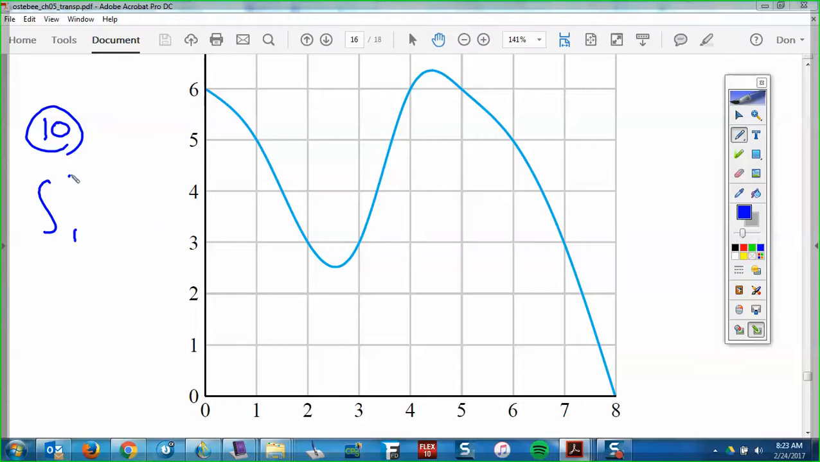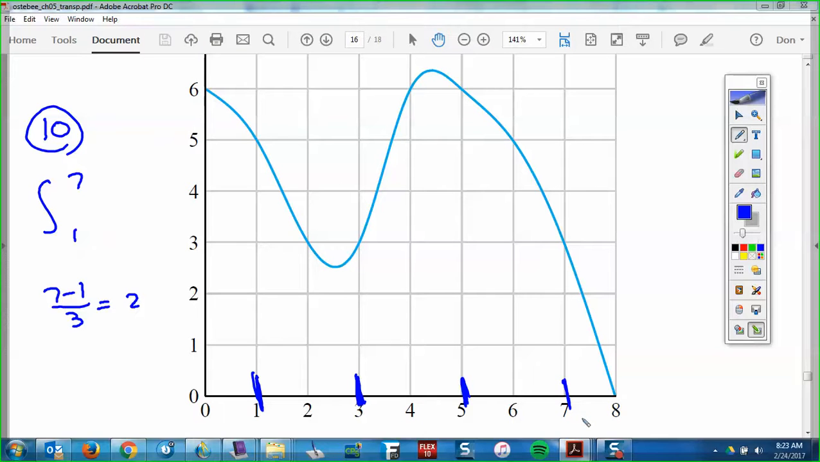Okay, so at number 10, they wanted to do the integral from 1 to 7 using how many trapezoids? 3. So 1 to 7, so that's 7 minus 1 divided by 3, right? So that's going to be 2. So they're going to be 2 wide. The total width is 6, and you're going to divide it into 3. So that's going to be here to here, to there, and to there. So there's 1, 2, 3 subintervals.